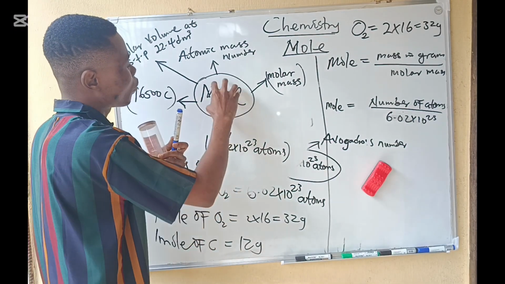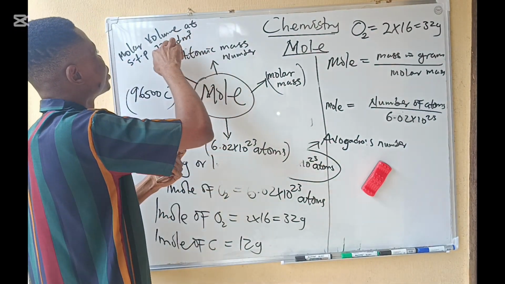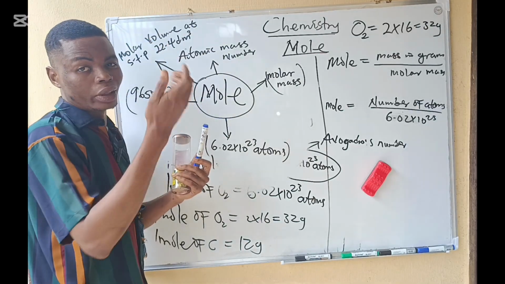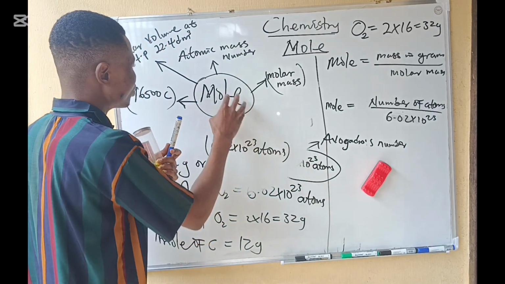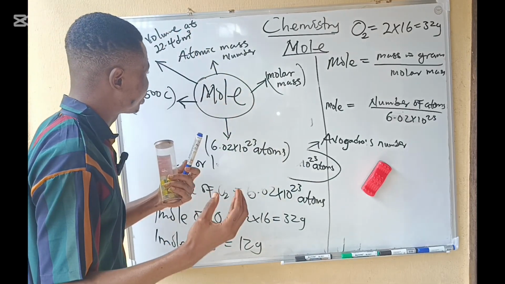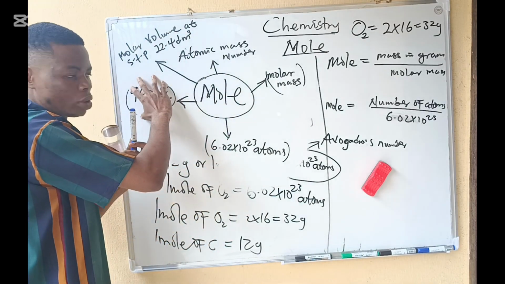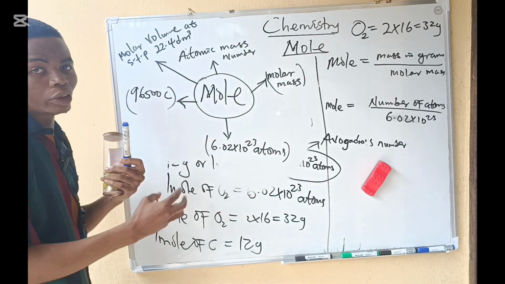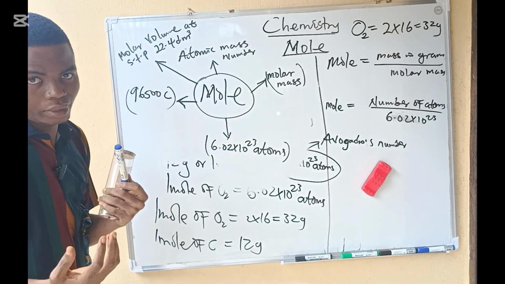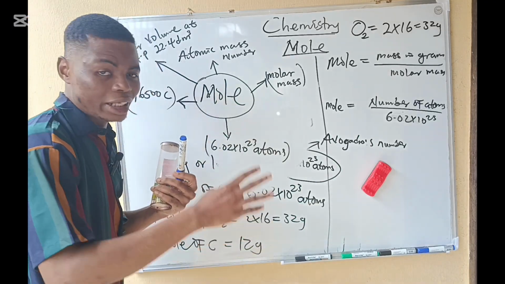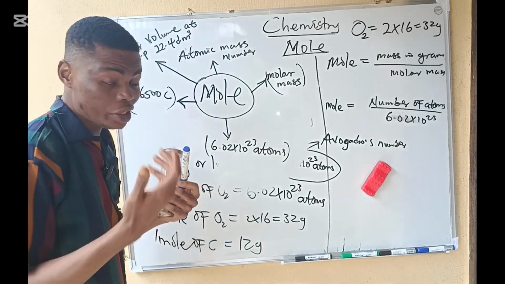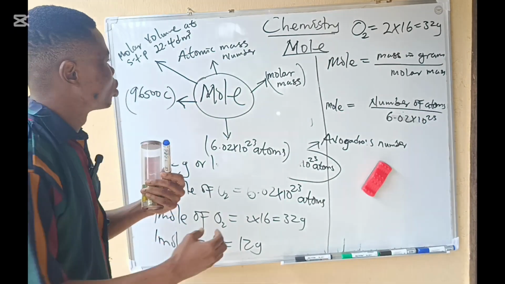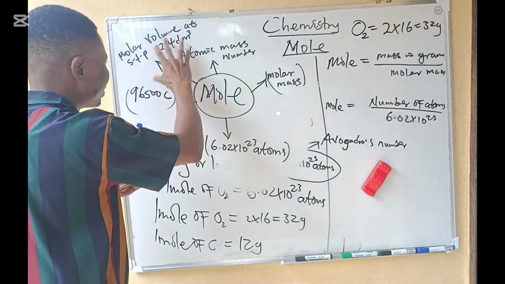It also means that 1 mole of oxygen will give you 22.4 dm cube of oxygen. This is when we are talking about molar volume. The same thing with this one now. 1 mole will also give you 96,500 coulombs of electricity, depending on the element that you are working with. So that is why we have this. It's very, very simple. So this mole contains all these numbers.